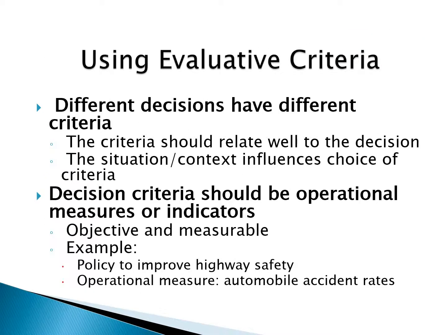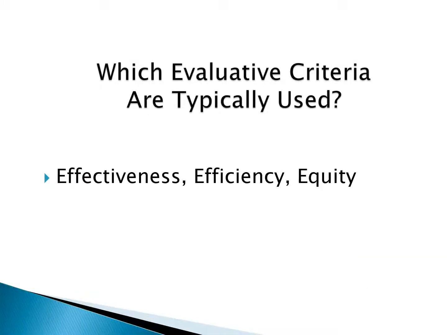In using these evaluative criteria, you want to work backwards. The type of decision being made should match the criteria used. Further, you need to be able to operationalize it. Again, how do you know if the problem is actually being addressed by the policy? So then, which evaluative criteria from the big long list do policymakers and policy analysts typically use?